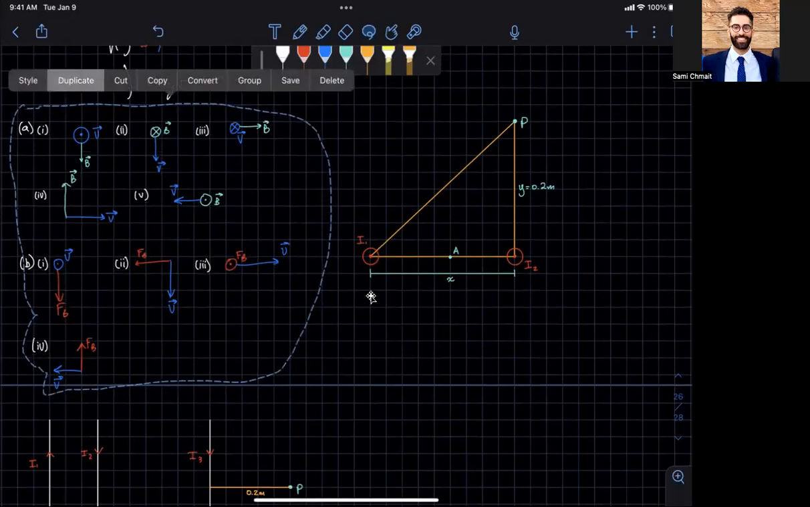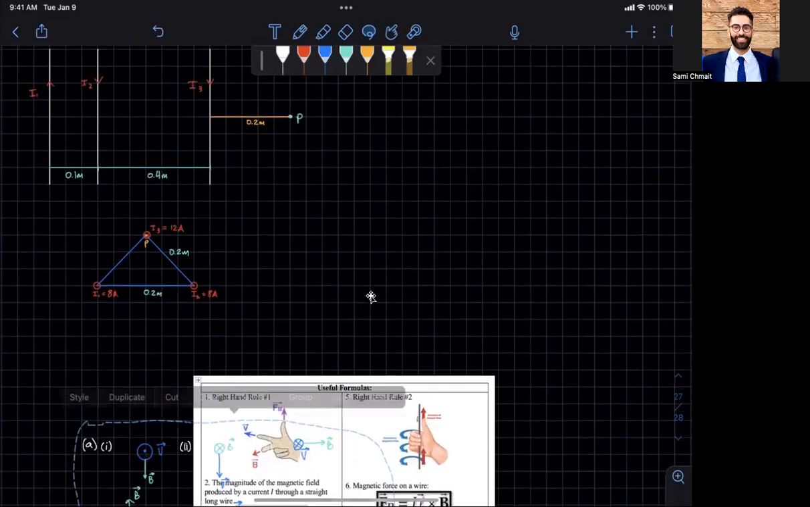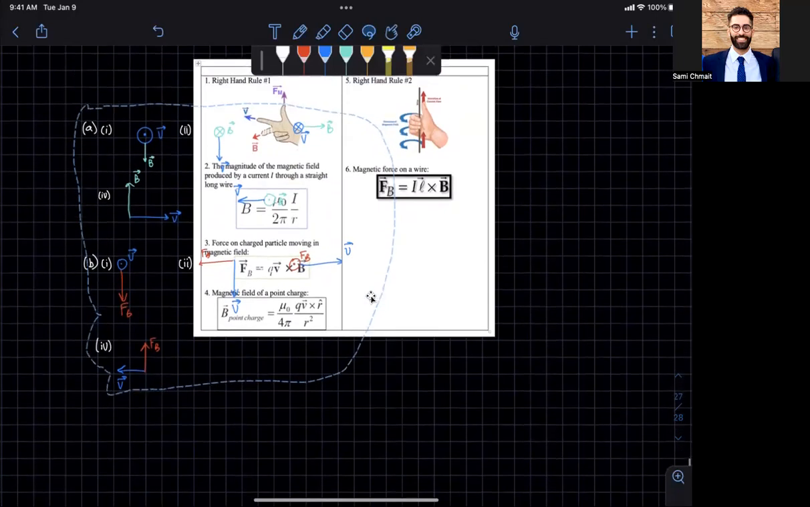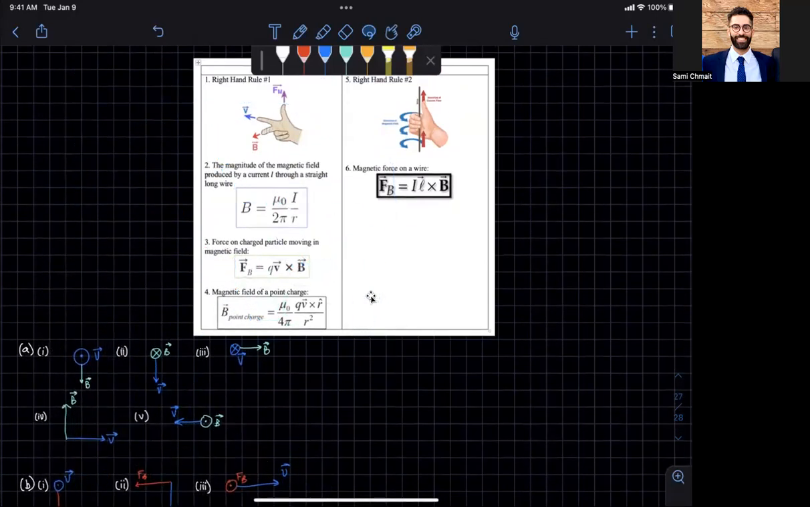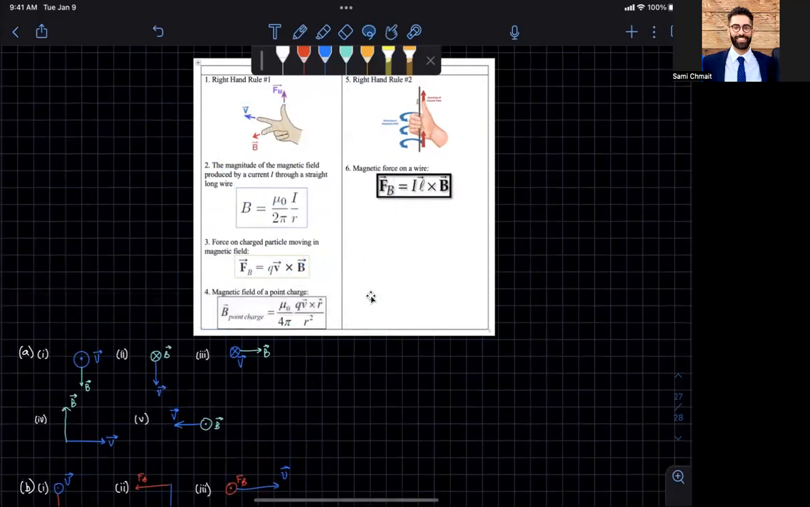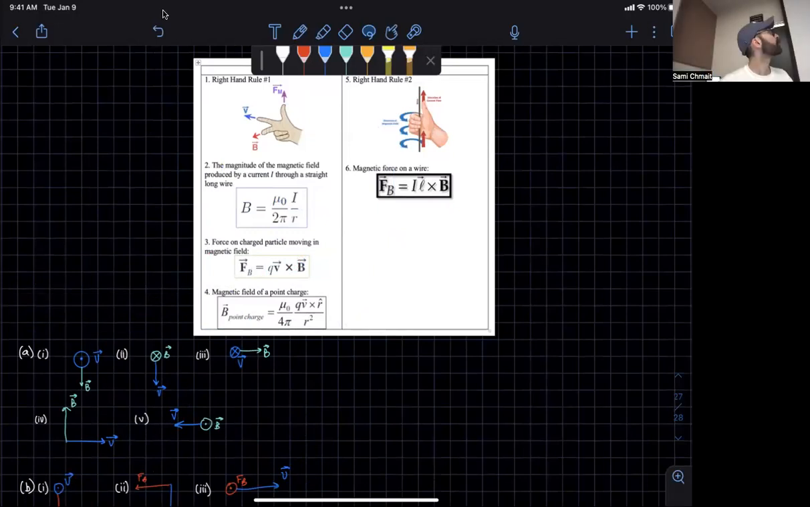So let me do this, duplicate. And by the way, every drawing in this worksheet was hand drawn. So if I hear a single complaint, I'll lose it. No, I'm kidding. So right-hand rule, how does it go? Let me see, which camera is on? Is the class camera on or is my camera on?